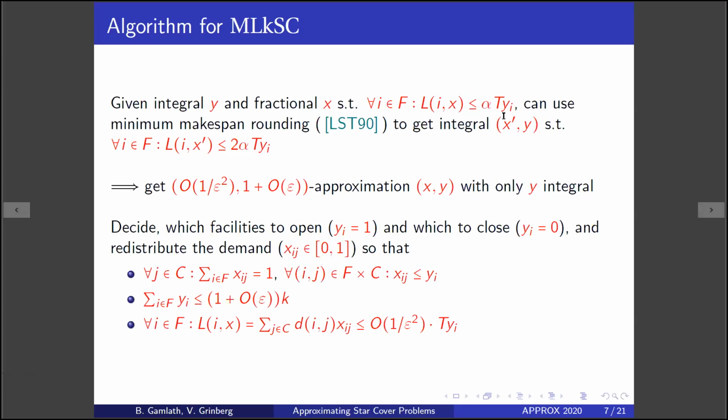So our aim is to decide which facilities to open fully and which to close, and how to redistribute the demand of all clients between the opened facilities, so that the resulting solution is feasible by the criteria approximation of our desire. This is precisely what we are going to get.